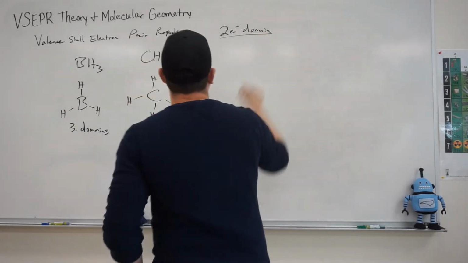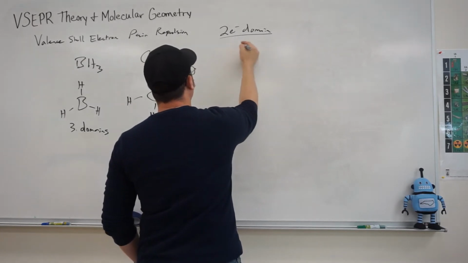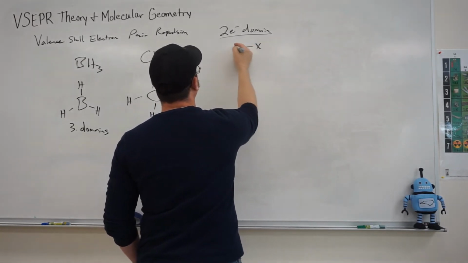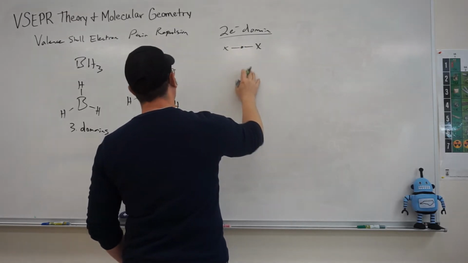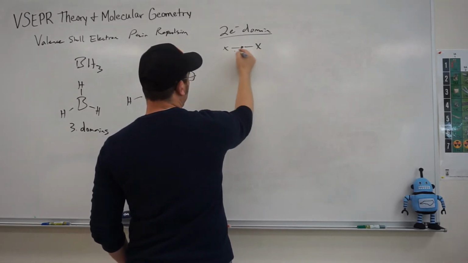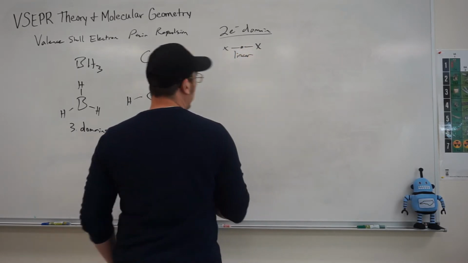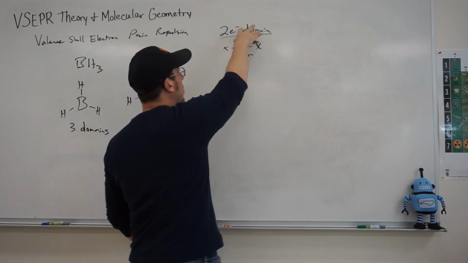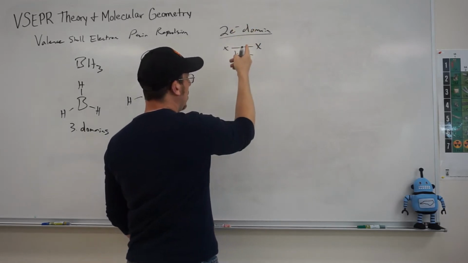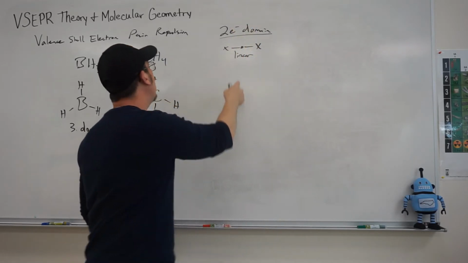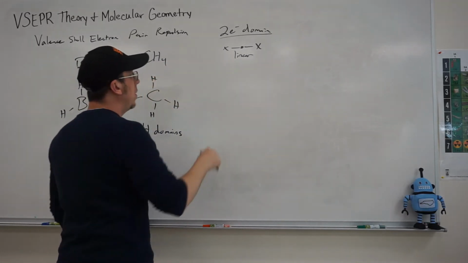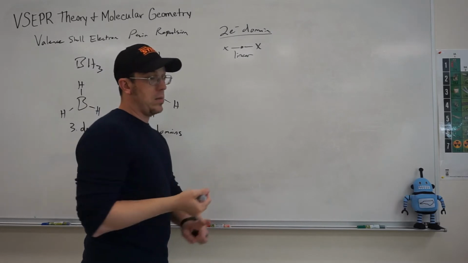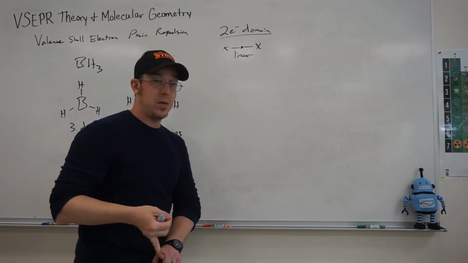So in a 2-electron domain, you're basically going to have the central atom bonded to atoms on the outside. In this case here, we have 2 bonds, and this would represent a linear molecular geometry. So you have your electron domain geometry, and then you have your molecular geometry. The molecular geometry is determined off of the number of domains and how many bonds it has versus how many lone pairs it has.